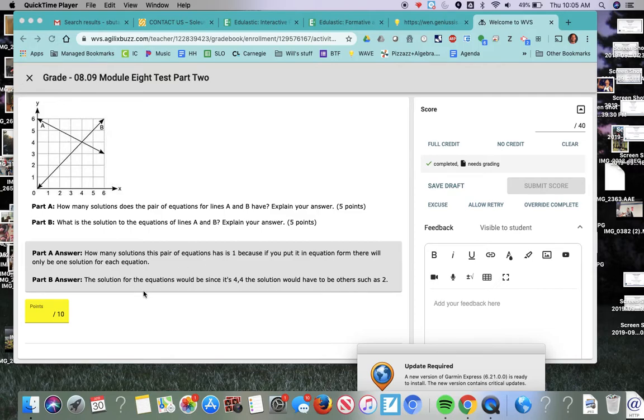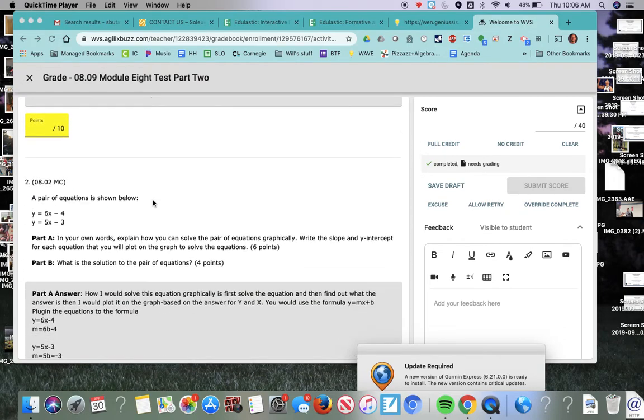So your answer here is kind of confusing. It says the solution for the equations would be, since it's 4, 4, the solution would have to be others such as 2. So I'm not sure if you're saying 4, 4 is the solution or 2 is the solution. So if you can kind of clarify that. Again, think about what does this point of intersection mean for these two lines. Line A, line B. And remember, the two lines represent two equations. Okay, so think about that.